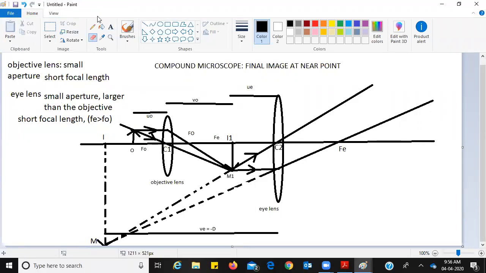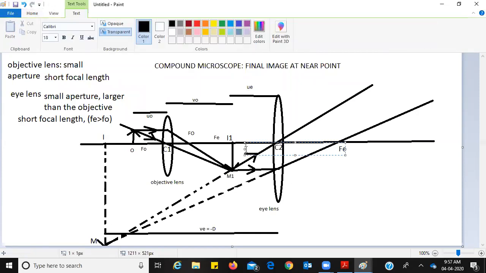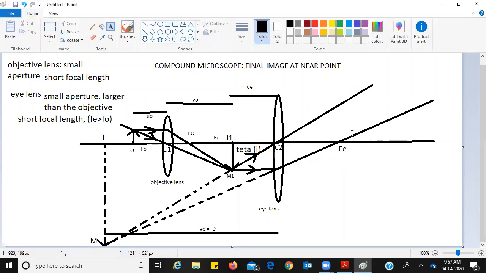Now we have to go for the magnifying power. For that, you have to identify what theta I and theta O are. Where is the image? This image, right? I C2 M. Okay, so this is theta I. Or we can take I1 C2 M1. You have two options, but anyway the angle will be this, right? Yes. Okay. And what is theta O?